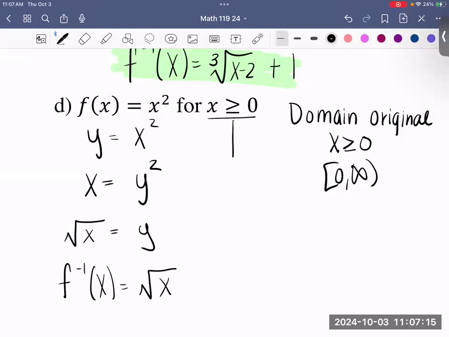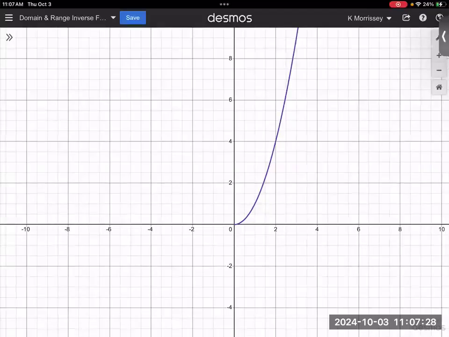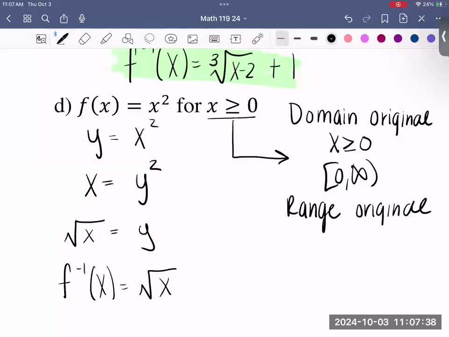Right? They've told us that to begin with. What's your range, therefore? Well, keep in mind, we have half of this parabola. So your range is your smallest y value to your highest. Well, your smallest y is at (0, 0), and we're going to launch upwards. So your range here is also from 0 to infinity.